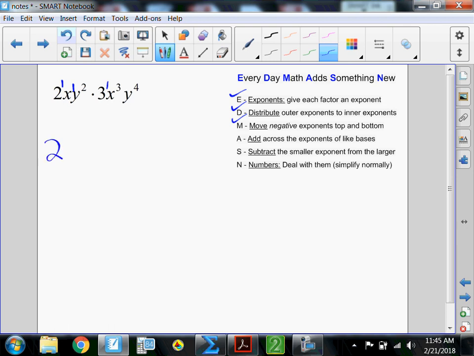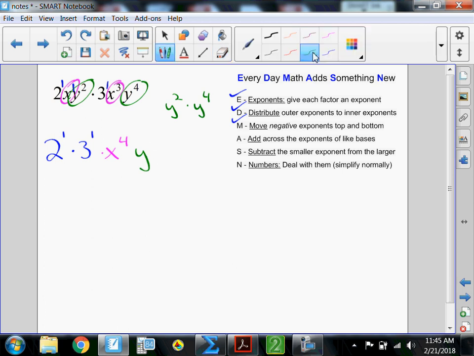So I have a 2 to the first power, and I have a 3 to the first power. Those aren't the same base, so I'm not adding any exponents. I do have an x to the first power and an x to the third. So my base is x, and my exponent is 1 plus 3. There are 4 factors of x. 1 factor of x times 3 factors of x gives me 4 factors of x. For the y's, y squared times y to the 4th means that you have 6 factors of y being multiplied together. So that's y to the 6th, sorry. Y to the 6th.